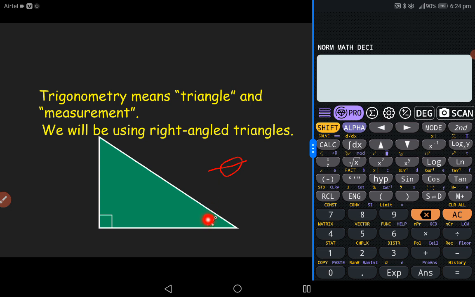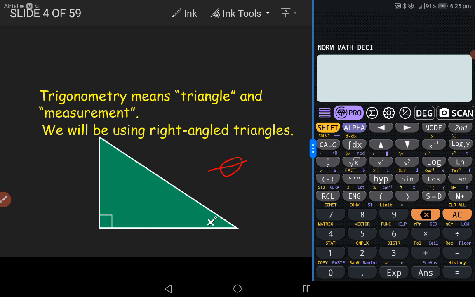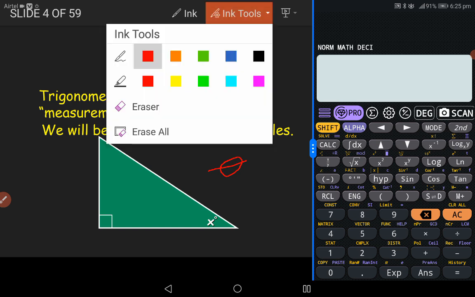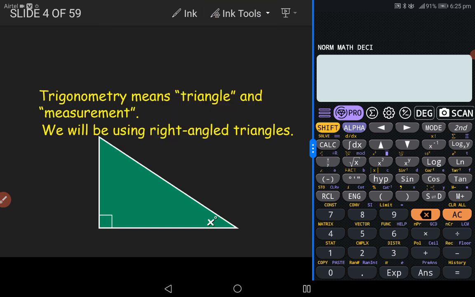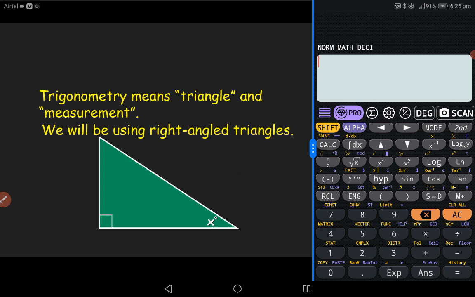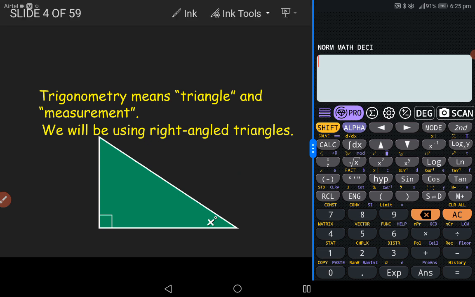All the rest of the sides will be with respect to this particular angle, but also with the 90-degree angle which we have. I hope we are together there. So this is a 90-degree angle which we are going to be referring to from time to time.